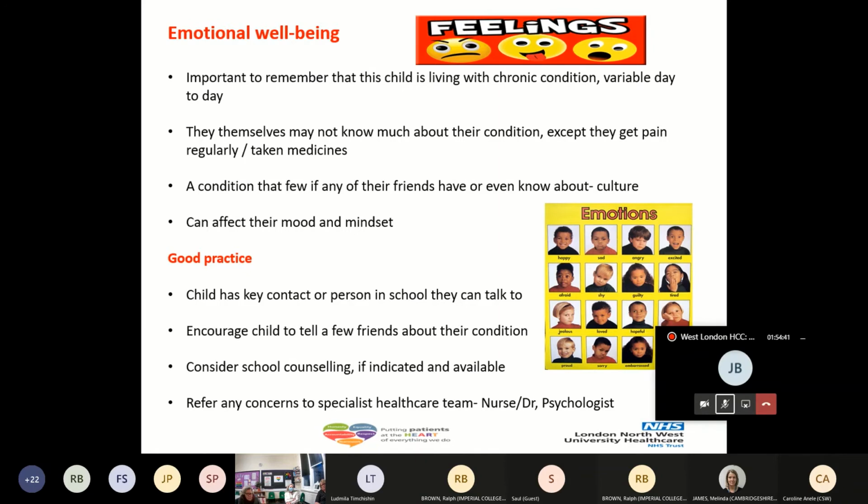Obviously some children may need school counselling, but again I'm mindful that's quite oversubscribed, and often funding can be an issue with that. But with all the specialist teams, all the children that come to the hospital, we do have psychologists within our team, so there's always somebody that they can talk to. But if you're concerned about a child's emotional well-being, then by all means get in contact with us. Next slide, please.